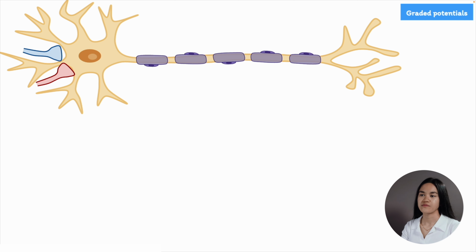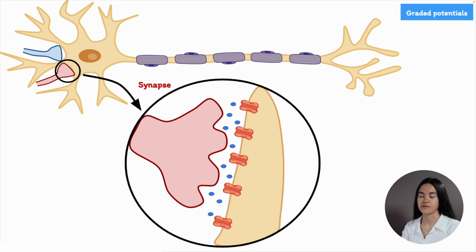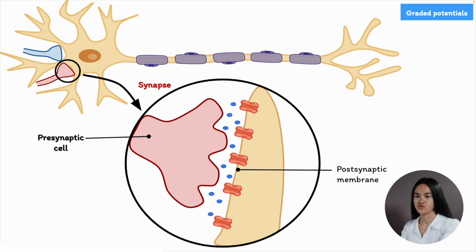Recall from the neuron anatomy lecture, neurons communicate with each other via a junction called a synapse. This is a presynaptic neuron, well, a part of a presynaptic neuron, and the postsynaptic neuron, or postsynaptic membrane. A neuron receives a variety of inputs from presynaptic neurons. We have two showing here in blue and red. Presynaptic neurons are those that conduct signals towards synapses, and postsynaptic neurons are those that conduct signals away from synapses.